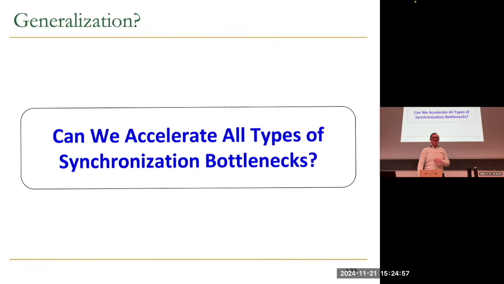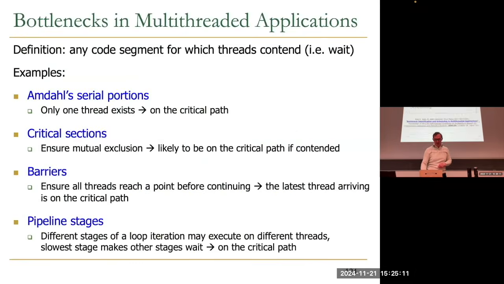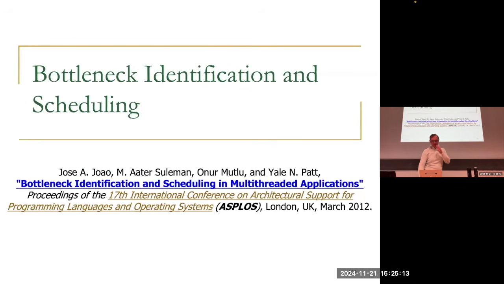Okay, so the next, unless there's another question, let's talk about how we accelerate all types of synchronization bottlenecks. And I think we really tried to cover all here. And I believe all types of synchronization bottlenecks can be expressed with the framework that I'm going to describe. And this is the paper. It's called Bottleneck Identification and Scheduling.